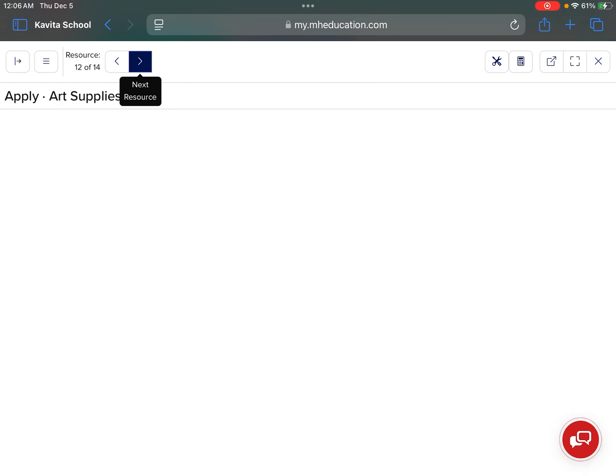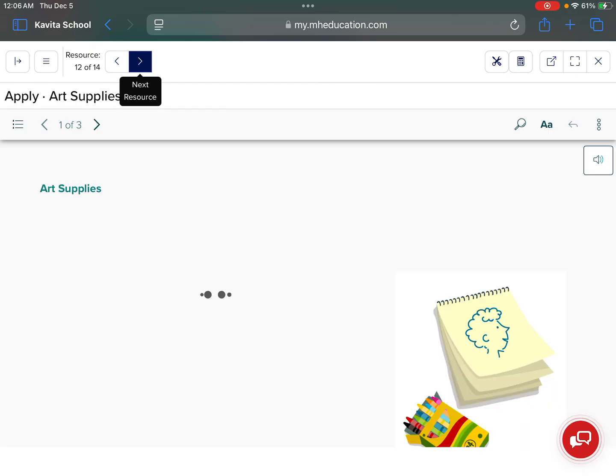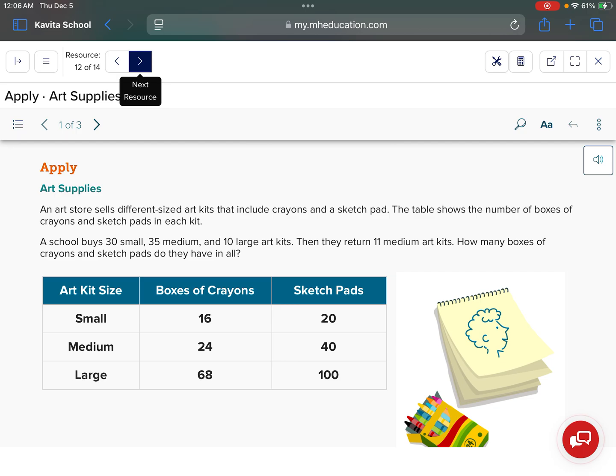All right, let's move on. Let's do the applied problem here. This would be page 273 of your book.